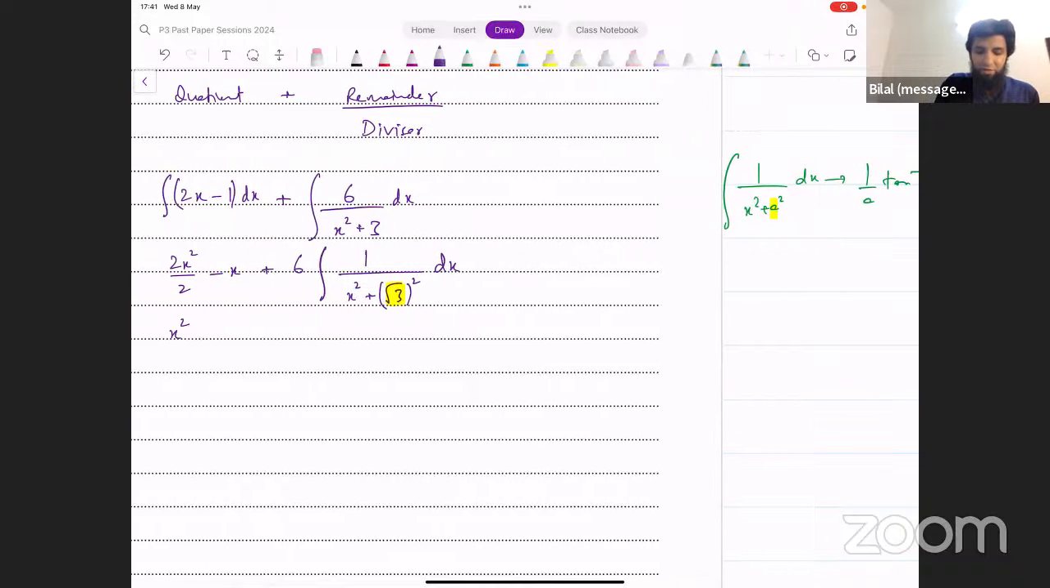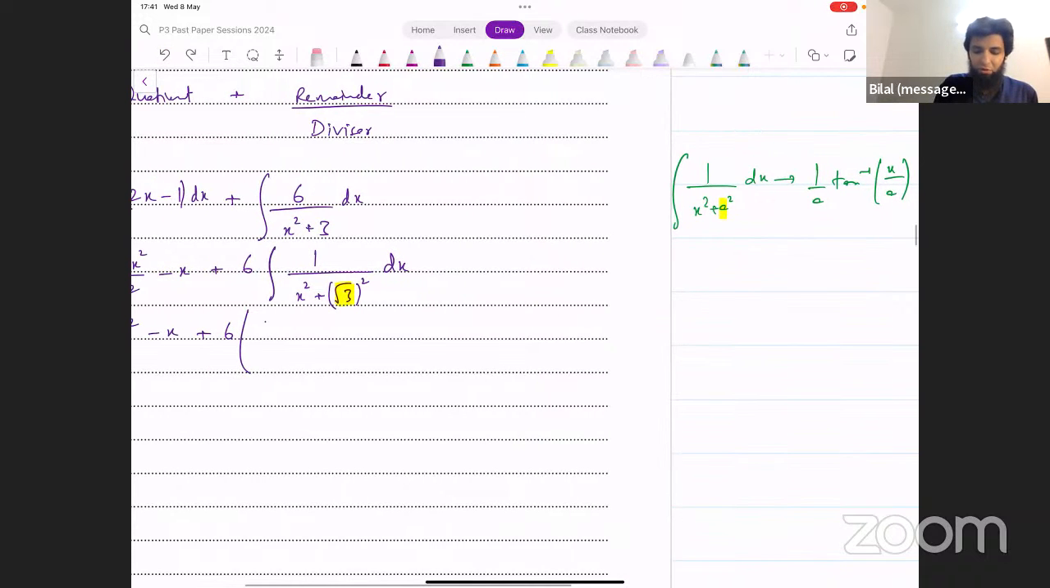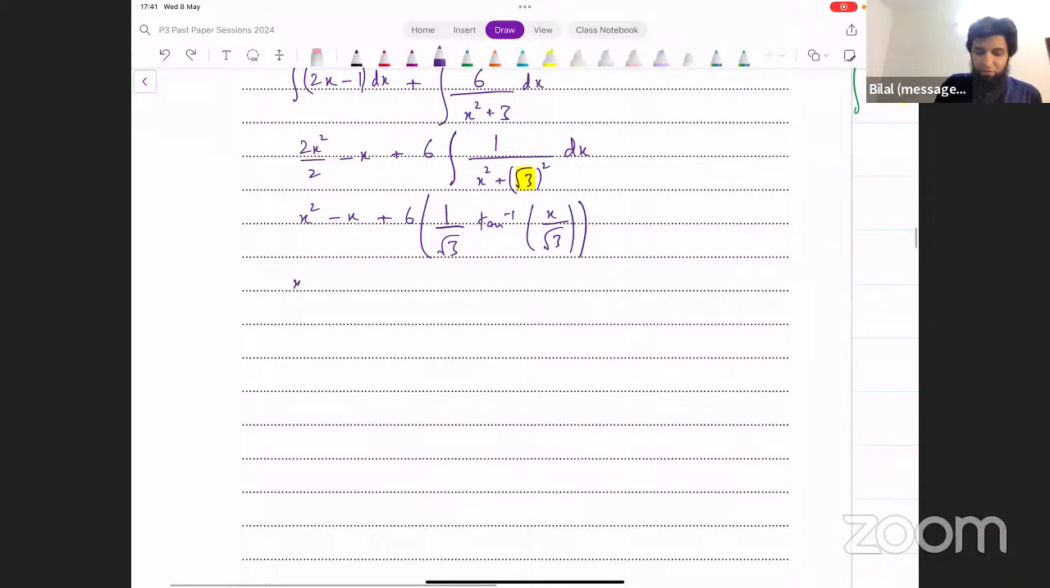You get x squared minus x outside, plus 6 times the integral of this thing, which is going to be 1 over a into tan inverse of x over a. 1 over a means 1 over under root 3 into tan inverse of x over under root 3. That's the integration that we get for this. Now that we've got the integral, let's simplify this further first: x squared minus x plus 6 over under root 3.